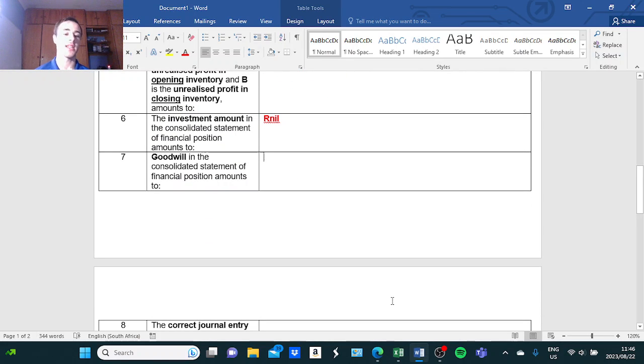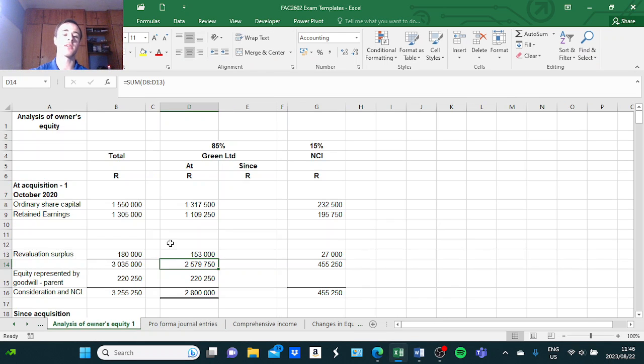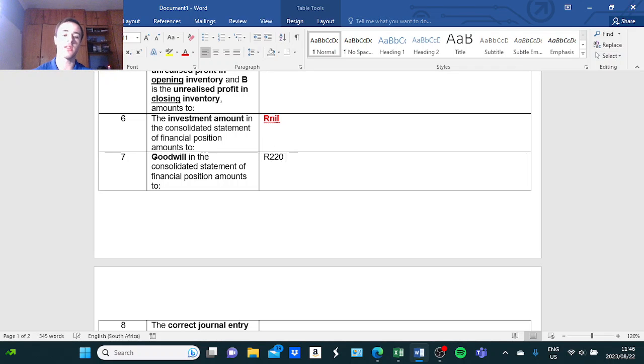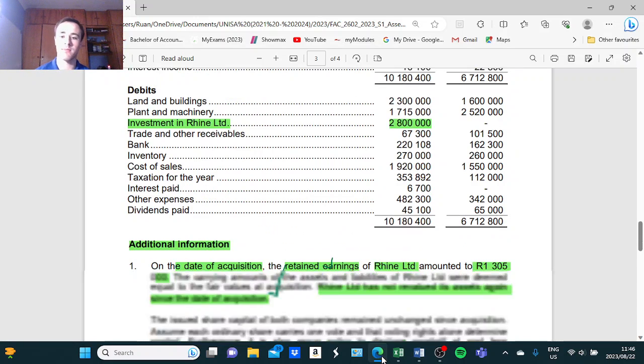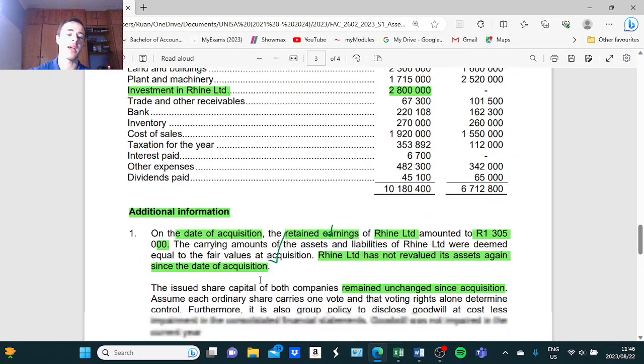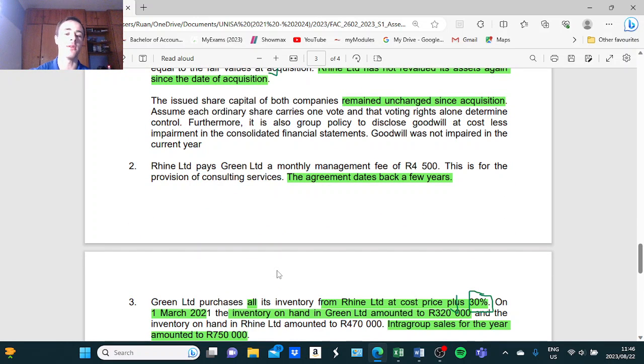Goodwill in the consolidated statement of financial position amounts to, so we have already calculated this in the analysis of owner's equity as 220,250. Now, this is a very popular question on the FAC2602 Telegram group that I have noticed over time, ever since I started to assist students with the module. I have noticed that a lot of you are struggling with the calculation of goodwill, or you do not understand how we arrive at that amount.